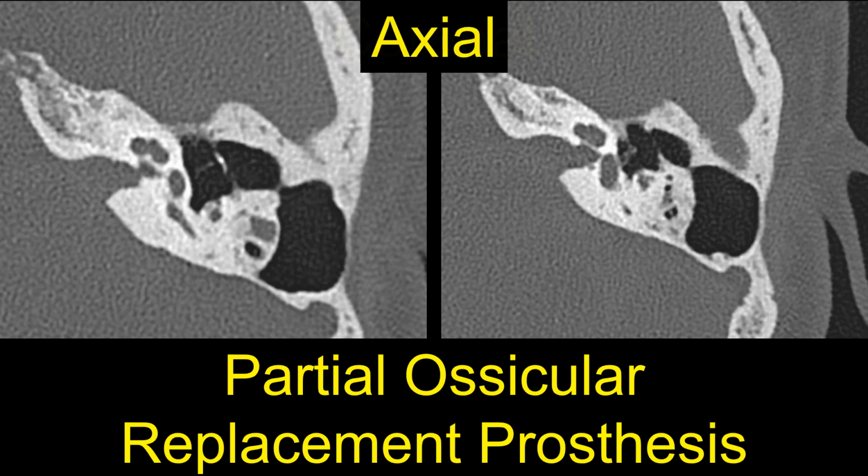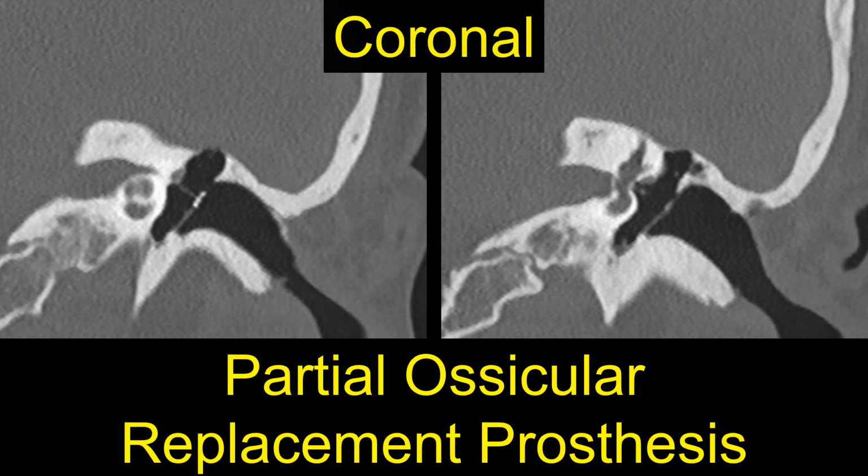Here's another case. So here's a coronal CT. I see a metallic artifact connecting to the tympanic membrane, and I see a straight line going over towards the oval window niche. But I still see the anterior and posterior crura of the stapes going up to the oval window itself, so I know that that's a PORP, P-O-R-P, in that case.